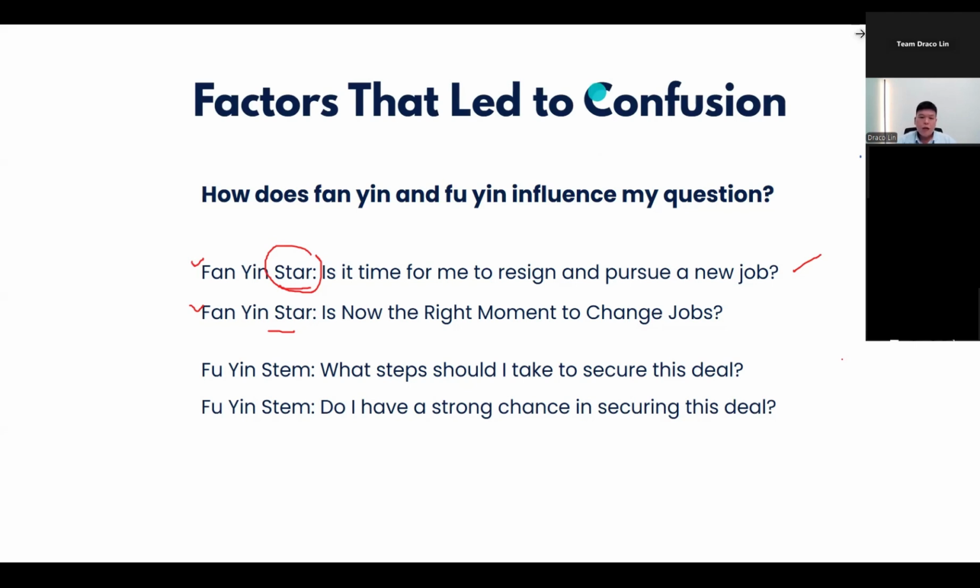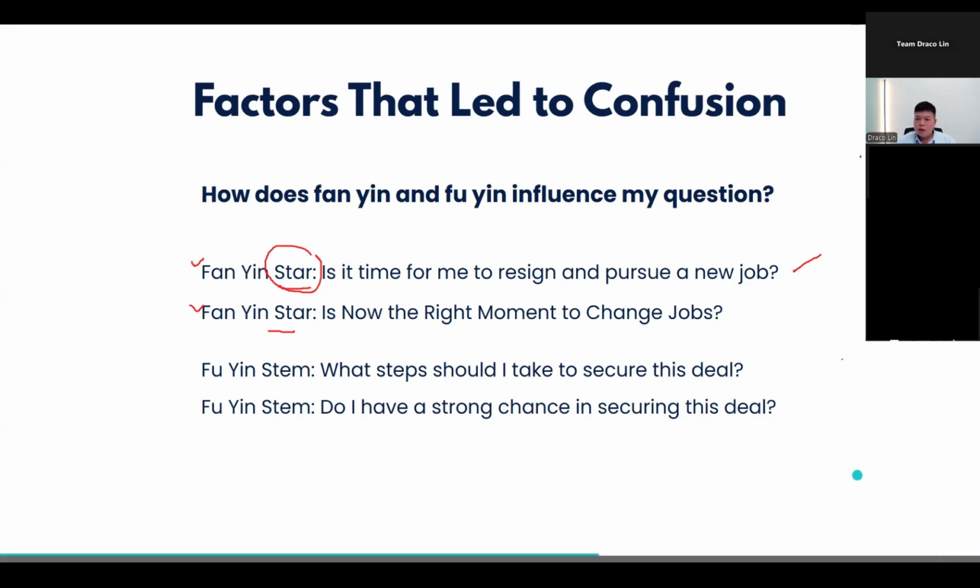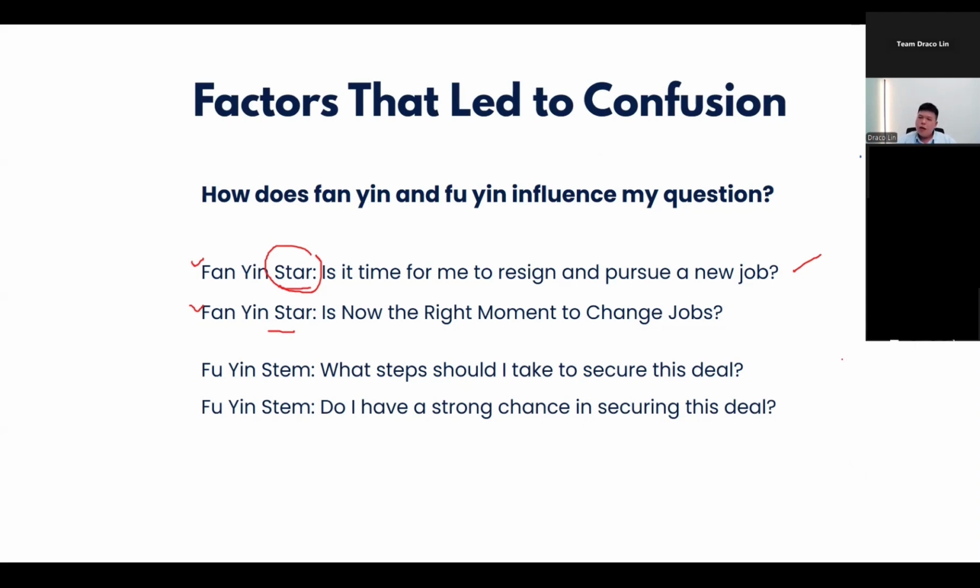The next one here will be the Fu Yin. Wait, JC, who is JC? Oh, John. Okay, Mr. John is here today. If the situation is volatile, can the person take the risk if the job offer is secured?